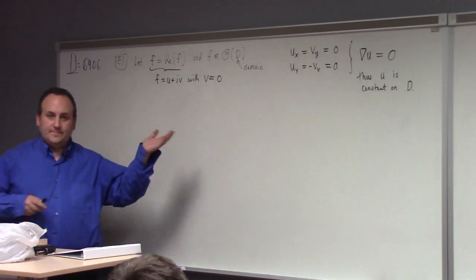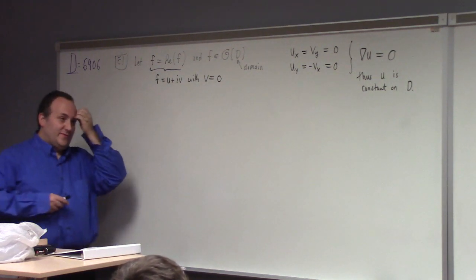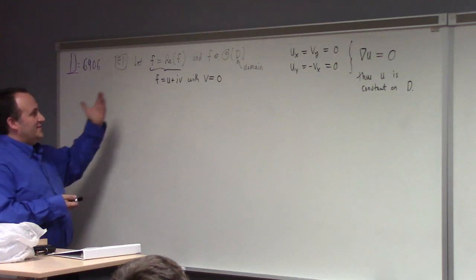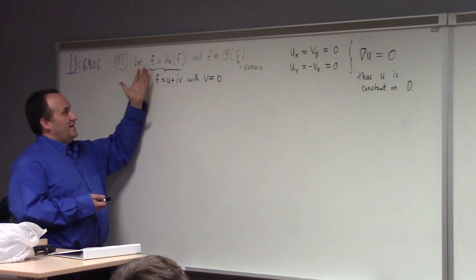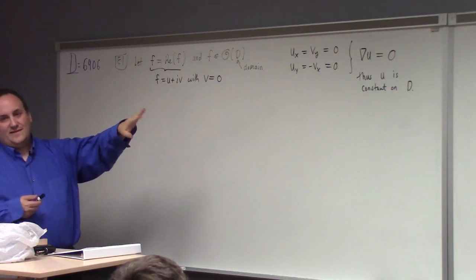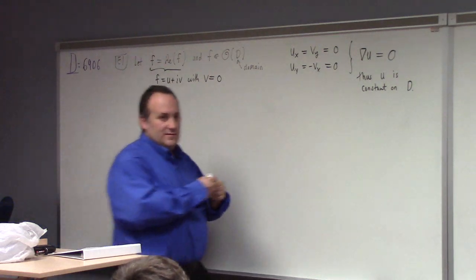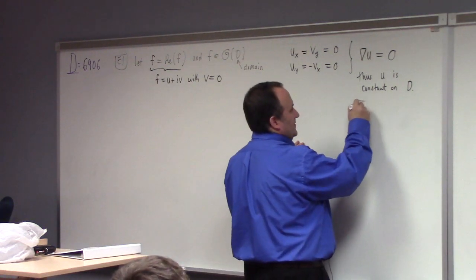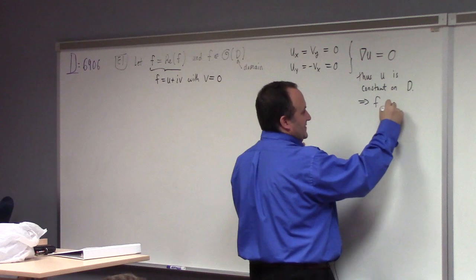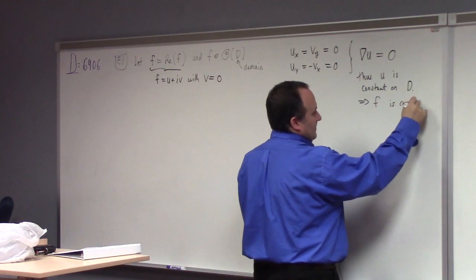All right, so that's that. So you have a homework problem which is the same thing, except instead of having the real part. And by the way, if u is constant, then the whole function's constant, which implies that f is constant on D.